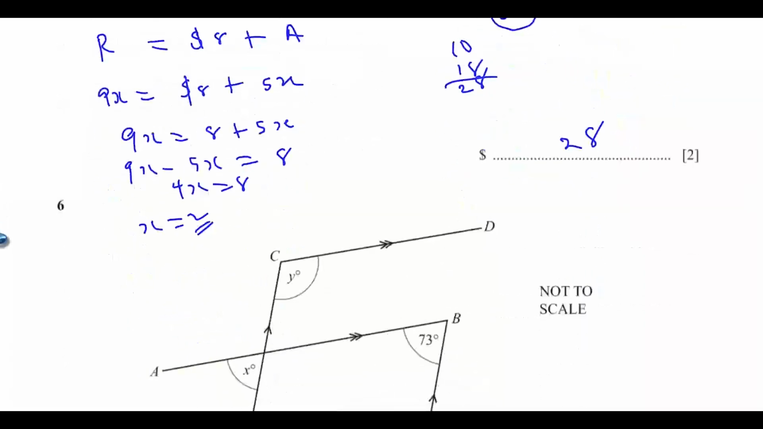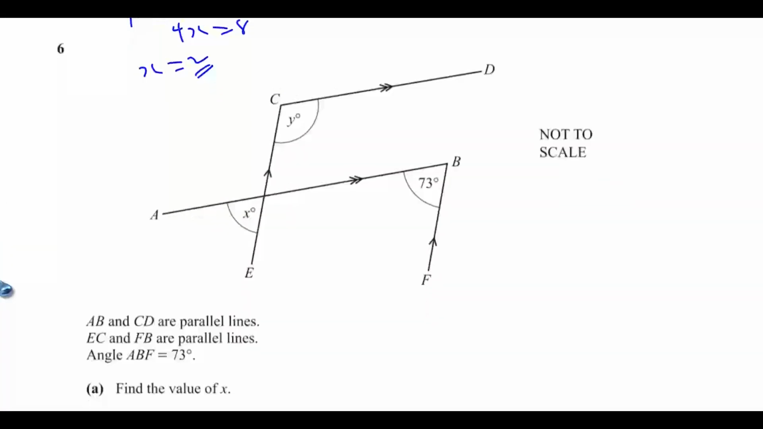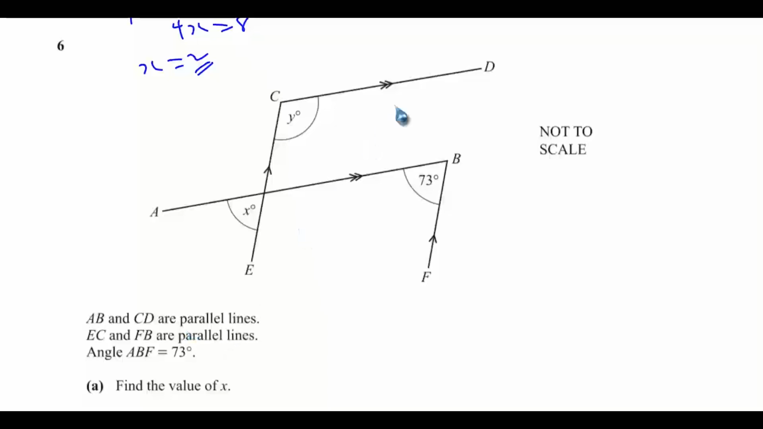So let's go to the next question, question number 6. AB and CD are parallel lines as indicated here. EC and FB are parallel lines as shown here as well. Angle ABF is equal to 73 as indicated here. Okay, so find the value of x. So to find the value of x, you need to consider corresponding angles, co-interior angles, alternate angles, and vertically opposite angles. So these are the angles you could see when you have parallel lines.